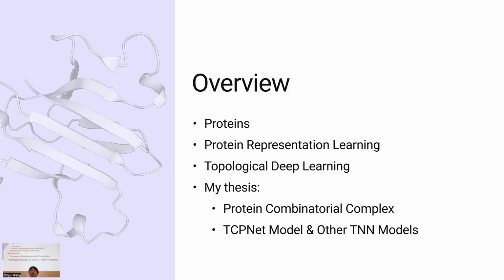So today I will mainly cover four aspects. I will begin with providing some biological background of proteins, followed by what is protein representation learning and why it is important. Next, I will discuss the gap of the current methods in learning hierarchical protein representations. The way to achieve hierarchical representation learning is using topological deep learning. And since this is a very new field, I will provide some background for the key domains of topological deep learning, as well as topological neural networks.